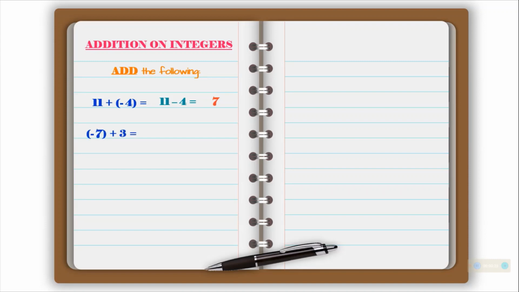Negative 7 plus 3. They have different signs, so we will subtract 7 minus 3. Then, take the sign of the larger absolute value, which is negative. So, the answer is negative 4.